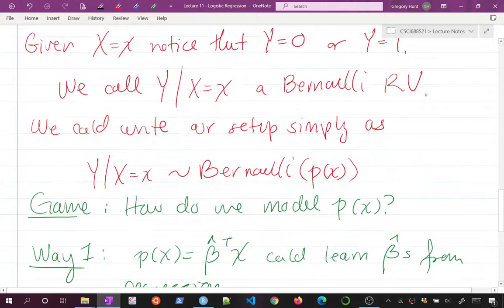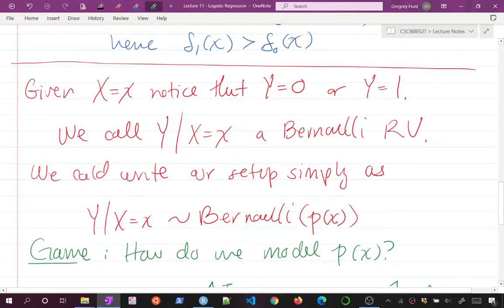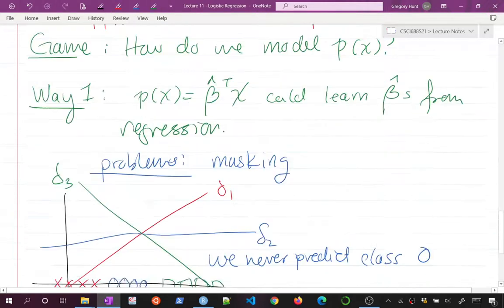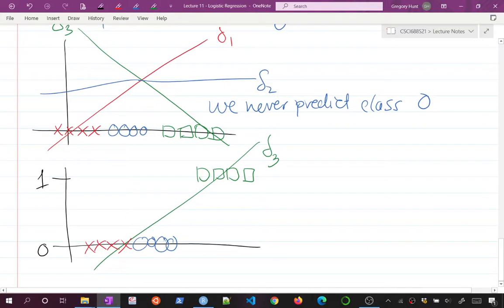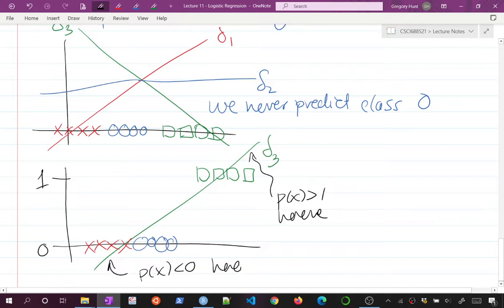So if we go back up to our setup here, we're supposed to be modeling P of X, which is a probability. And this is a little bit weird to do, because if we notice up here, P of X is bigger than 1 here, and P of X is less than 0 here. And so this is a weird model of P of X, because it can predict P is bigger than 1 and less than 0.